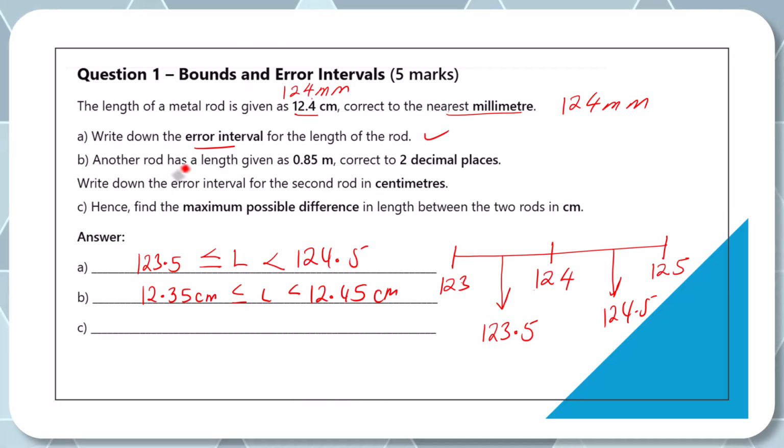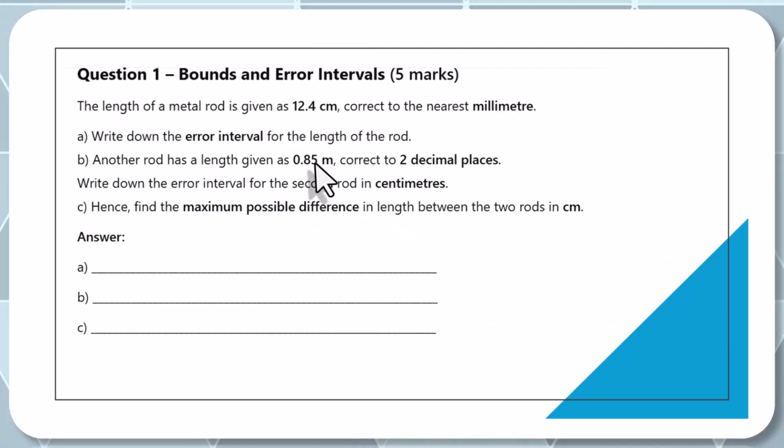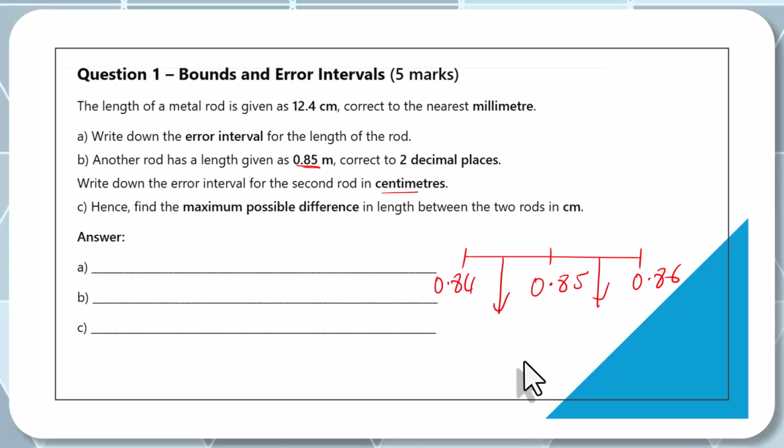Question B says another rod has a length given as this to 2 decimal places. So this one is measured in meters, but it's to 2 decimal places. They say write down the error interval for the second rod in centimeters. With this one, the first thing you want to do is keep it in terms of 2 decimal places, and that would have been 0.86 on the higher side or 0.84 on the lower side.